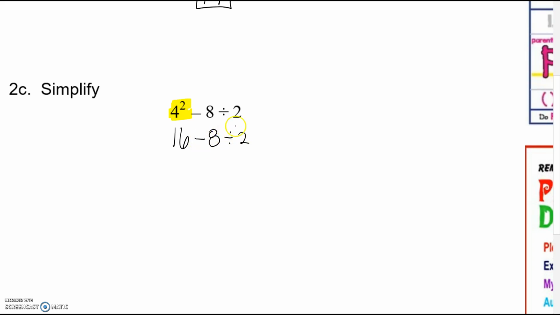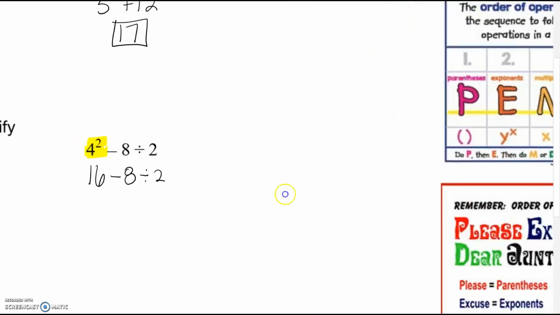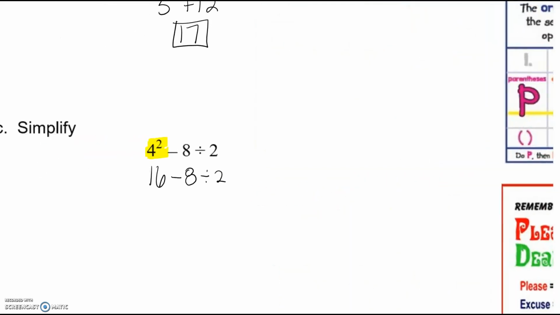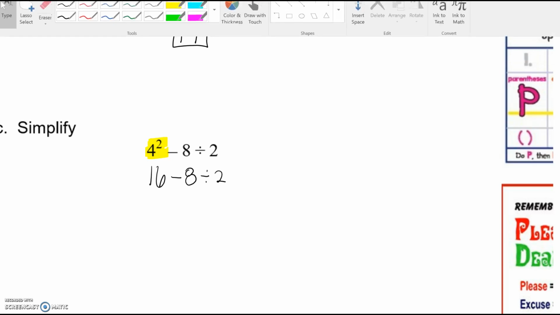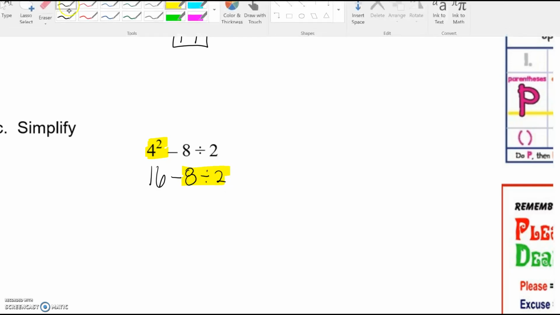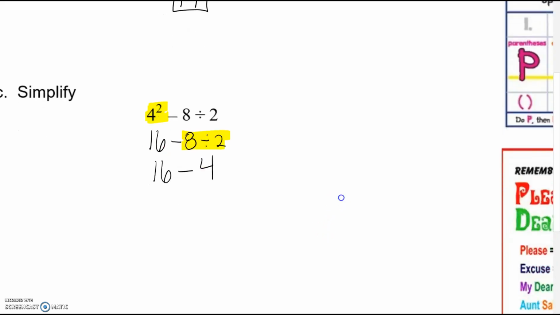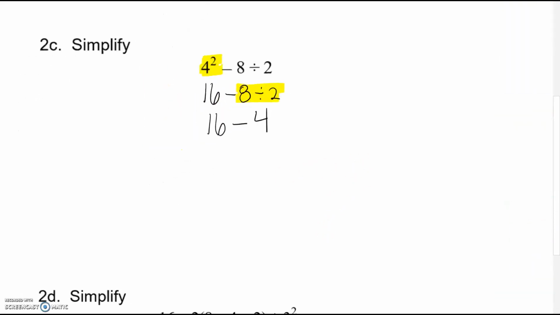Between subtraction and division, what comes first? Well, subtraction is the last step. So we're here at the multiplication and division step. So we would do our division first. And so we would do what is 8 divided by 2? That is 4. So bring everything else down. So our problem is 16 minus 4. And if we do 16 minus 4, we get 12.